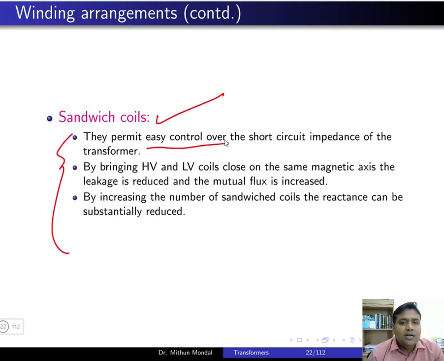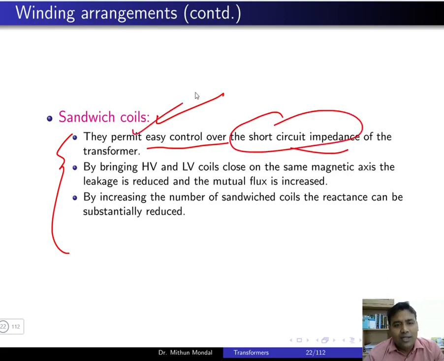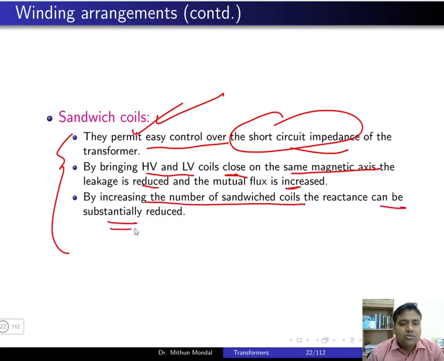They permit easy control over the short circuit impedance of the transformer. So when you have the short circuit impedance, the sandwich coil is better compared to the concentric coils. Here high voltage and low voltage winding are close to each other, whereas you will not find this in the concentric coils, and it has carried the same magnetic flux, leakage is reduced and mutual flux is increased. By increasing the number of sandwich coils, the reactance can be substantially reduced.